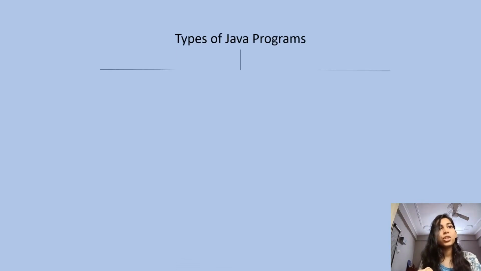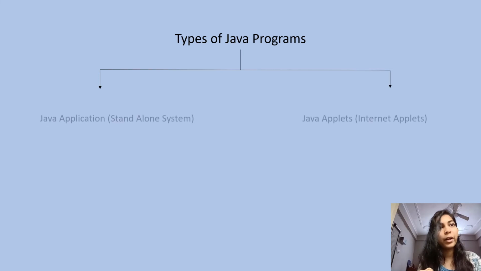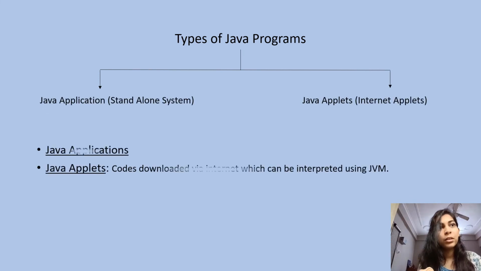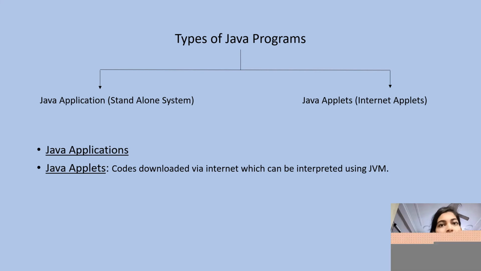Moving further, we will broadly study something about Java programs. Broadly, Java programs can be divided into two types: Java applications, also known as standalone systems, and Java applets, also known as internet applets, right?